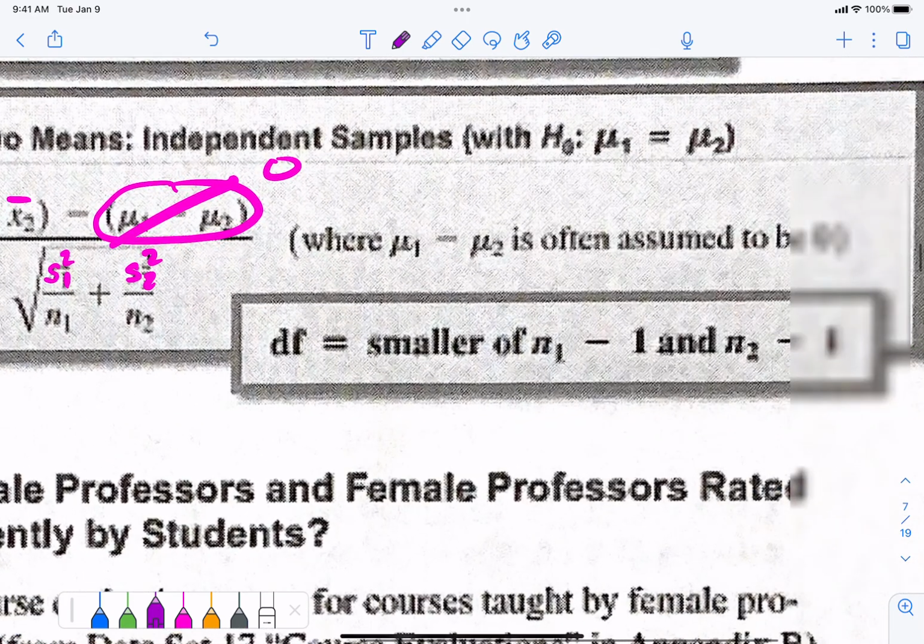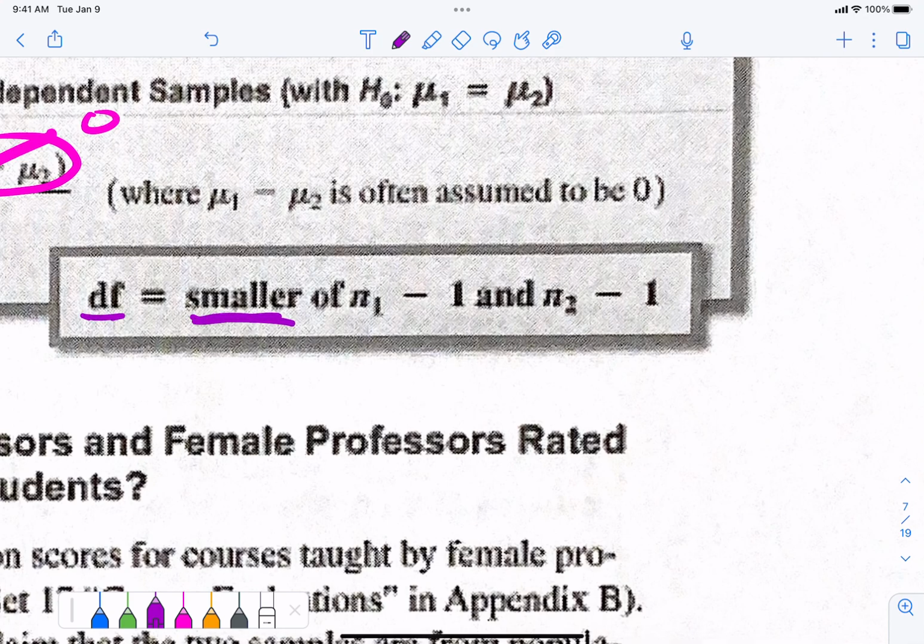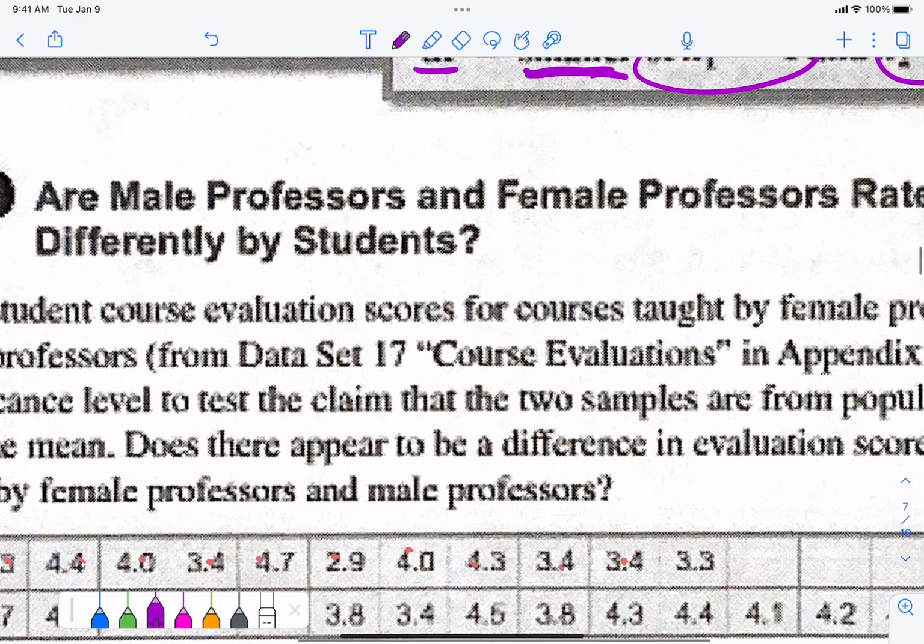Does that make sense? Right. That's what it says here. Degrees of freedom is the smaller of the two. Whichever degrees of freedom is the smallest, that's the one you're going to go with. Got it? Okay.